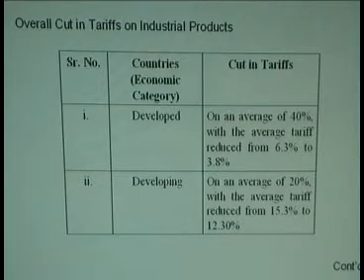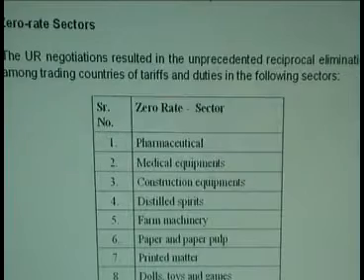Next. Now, if you remember, this has to be done on an MFN basis, whatever concession you are giving. So if we now go to sector analysis, we will find that there are some sectors which the Uruguay round says would be zero rated over a period of time. There would be no tariffs on that. Number one is the pharmaceutical sector, medical equipment, construction equipment and material, distilled spirits, farm machinery and equipment, paper, paperboard, pulp, printed matter, and dolls, toys and games. So these sectors would basically be kept duty free in future.